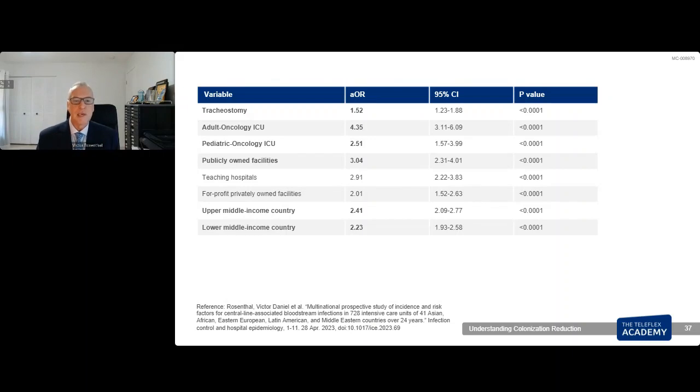ICUs with the highest risk were adult and pediatric oncology. Public hospitals showed higher risk than any other kind of hospital, and middle-income countries show higher risk than any other income, like high income.